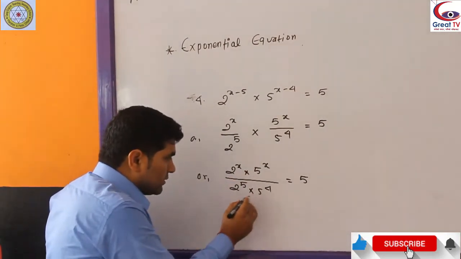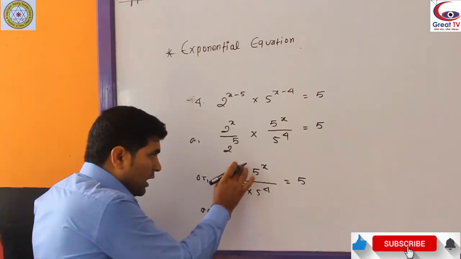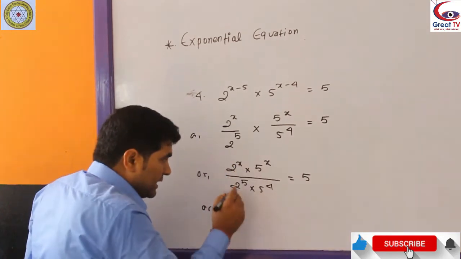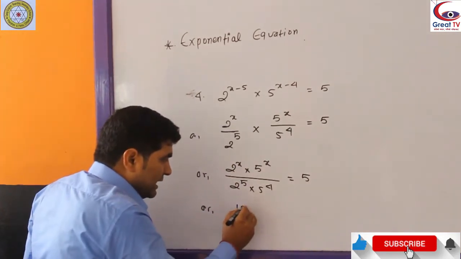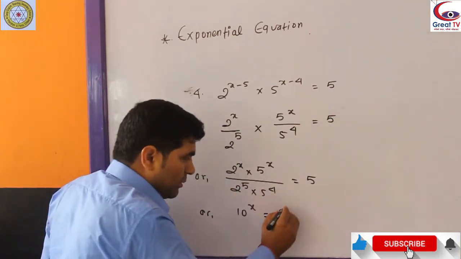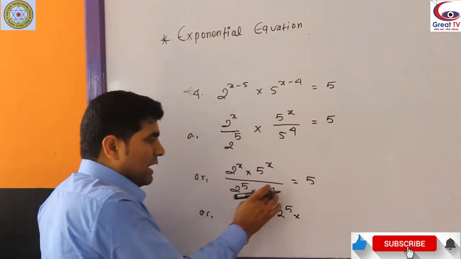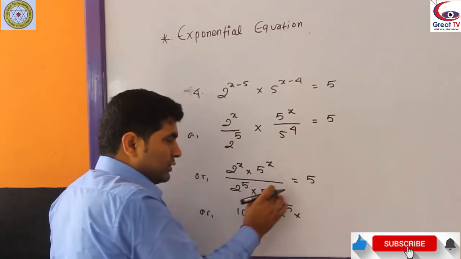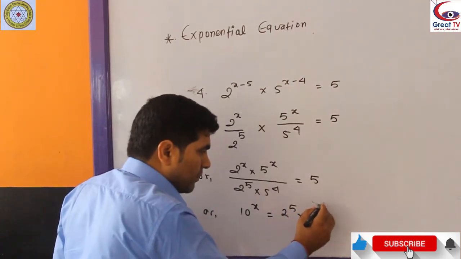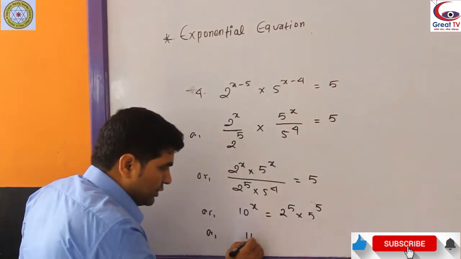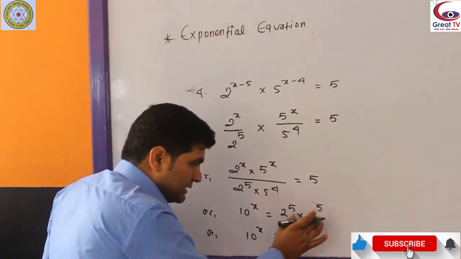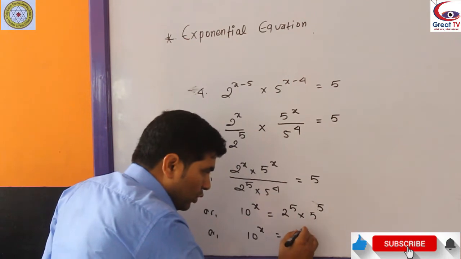We have the same power, so we can multiply the bases because there is a multiplication sign. So 10^x equals 2^5 times 5^4 times 5^1, total 5^5, or 10^x equals... here we apply the same process in this step: 5 times 10, whole power x.